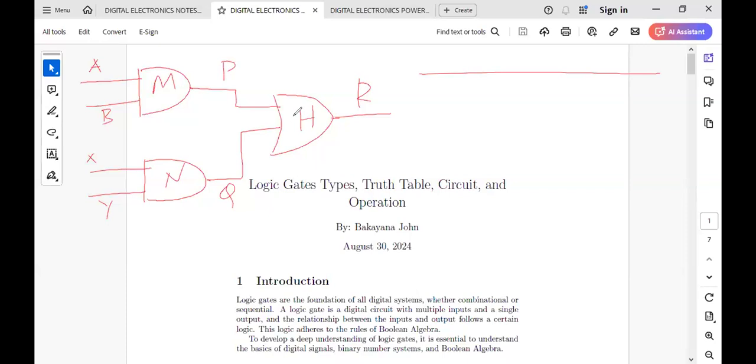Are we there? Let me first use this one.